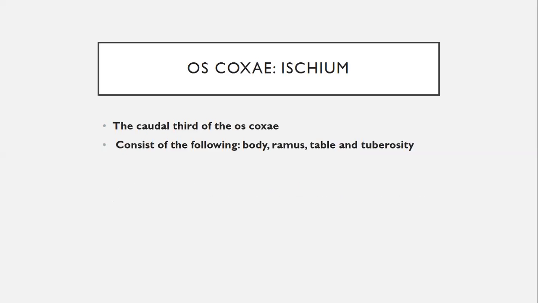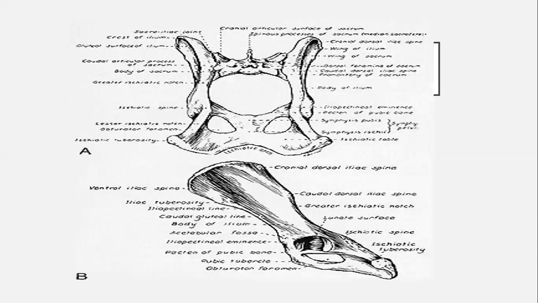Then we have the os coxae ischium. So this is the caudal third of the os coxae, and this consists of the body, ramus, table, and tuberosity. So this is your ischium. Over here, this is the ischium, because this one over here is the pubis. This one is the ischium. You have the sciatic arch, the sciatic tuberosity. You have also the sciatic table, this one over here.